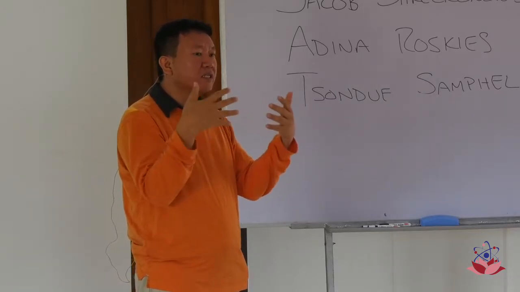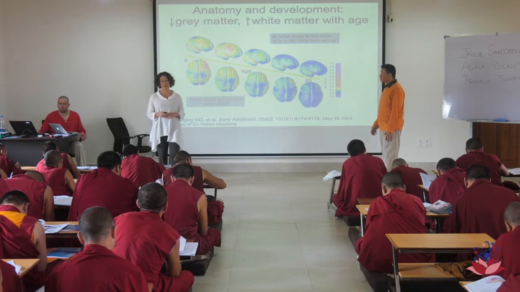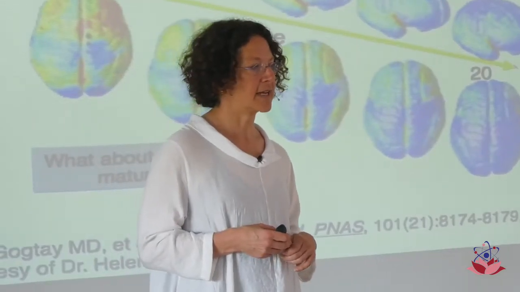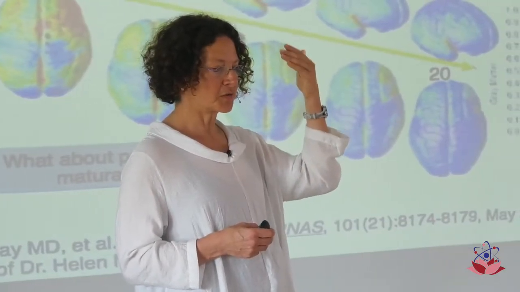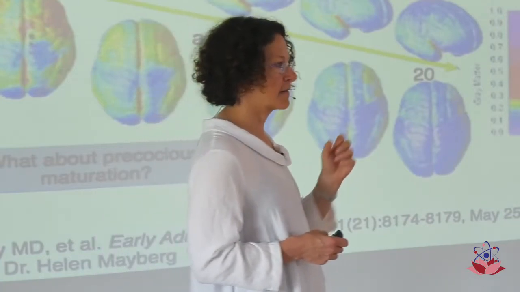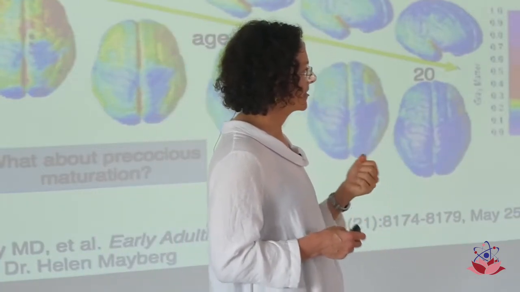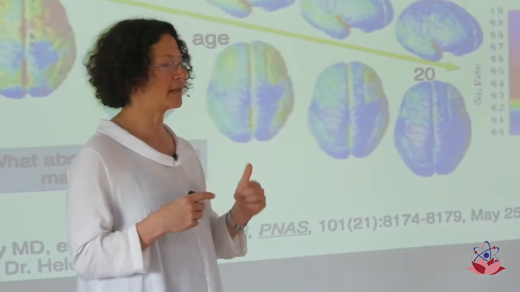And the white matter is actually, when you look at the brain and it looks white, what you're seeing is actually insulation around the axons, which are like the wires that connect one cell to the next.